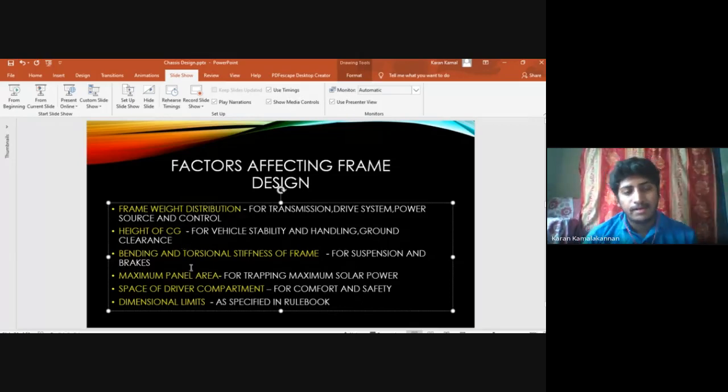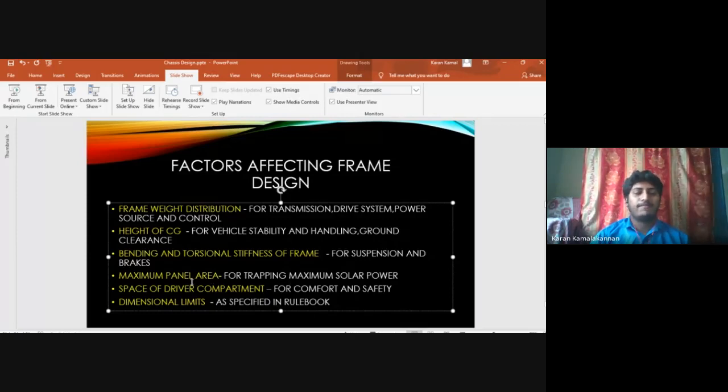Fine. Next is the bending and torsional stiffness. For suspension and brakes, the frame will be subjected to torsional and bending loads. And specific to a solar vehicle, we will also have the panel to be mounted. So we must provide as much area as possible along the entire length of the vehicle for trapping the maximum solar power.